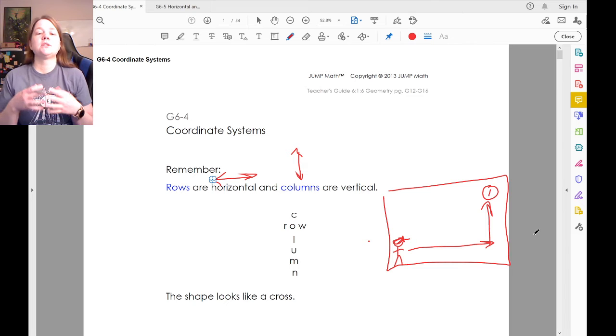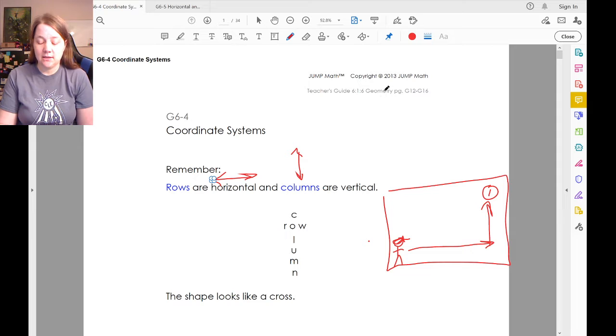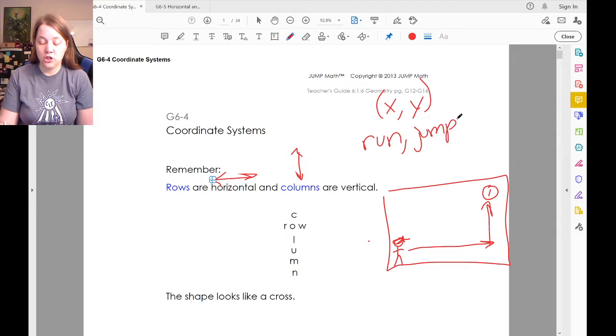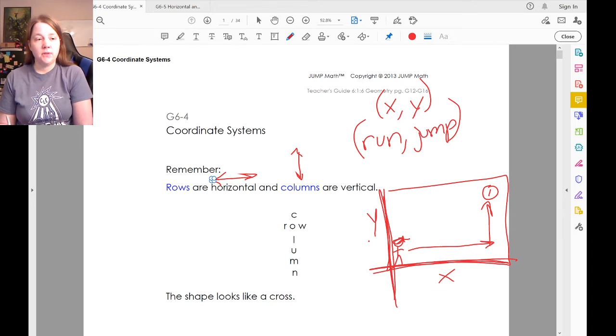When mathematicians talk about coordinate points, they talk about things on an x, y coordinate system. The words I use are run, jump. There is the x-axis, which goes this way, and there's the y-axis, which goes this way. So to find your place on the x-axis, you run to the spot. To find your place on the y-axis, you jump up to get it.